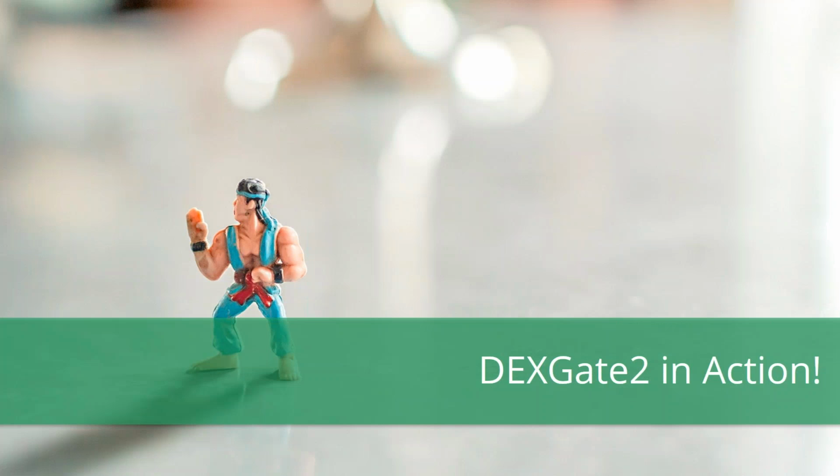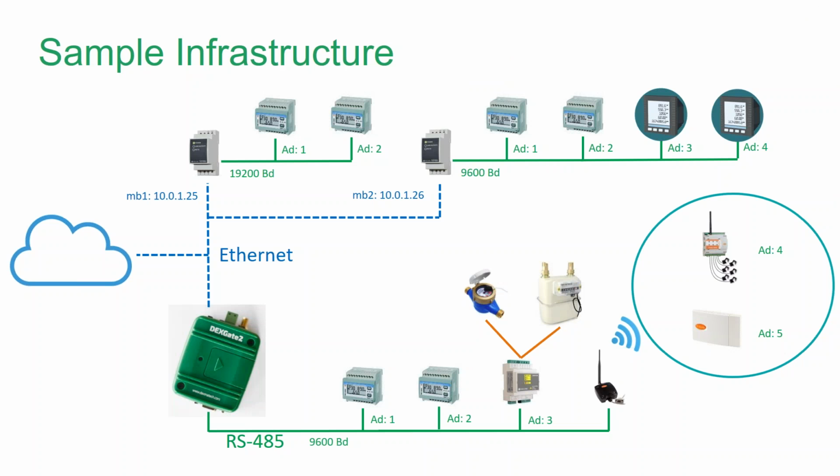Okay. Dexgate 2 is a datalogger, a Modbus datalogger. And what can Dexgate 2 do? Look at this sample infrastructure that more or less joins all the concepts we have talked about. This is the local RS-485 bus. These are some remote RS-485 buses connected through Modbus TCP. And we also have some wireless devices that could be Zigbee from Fornox, for example.